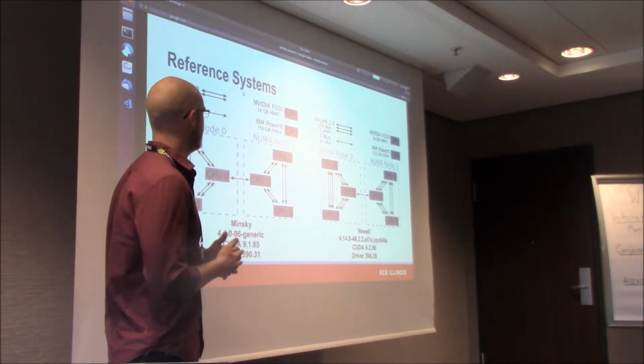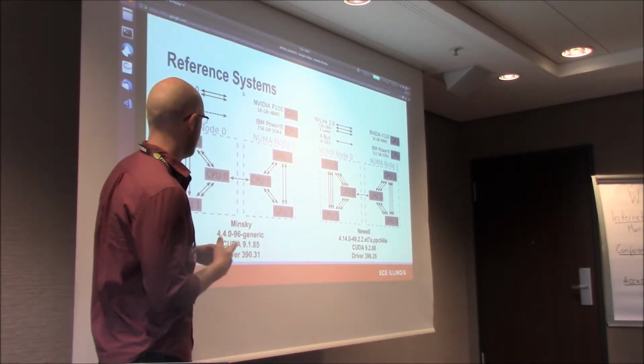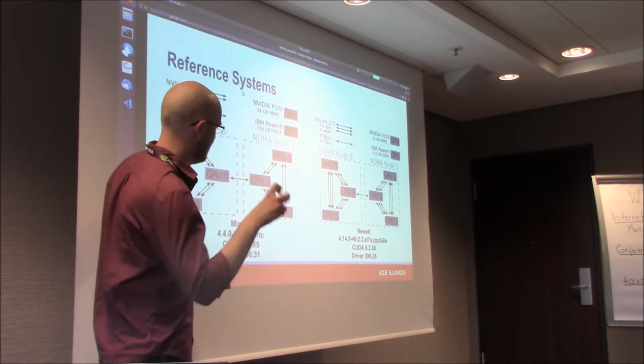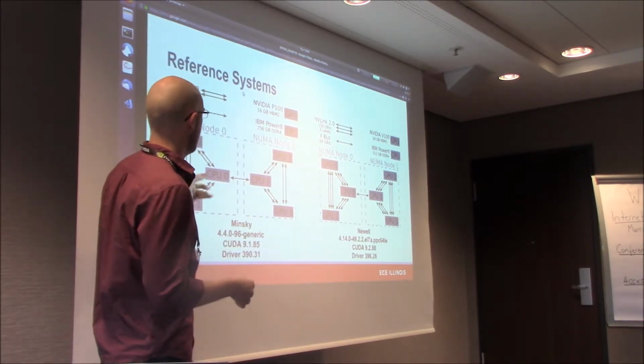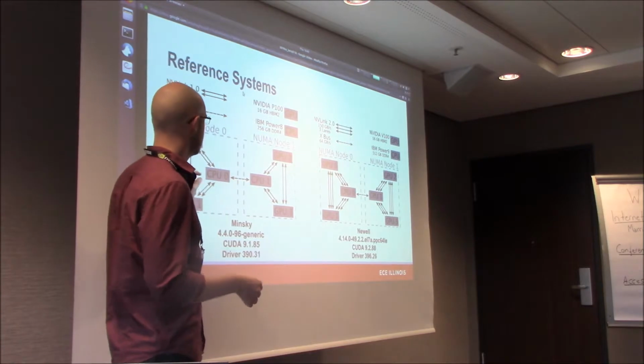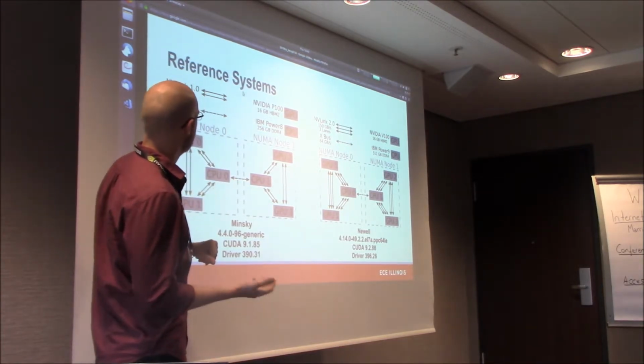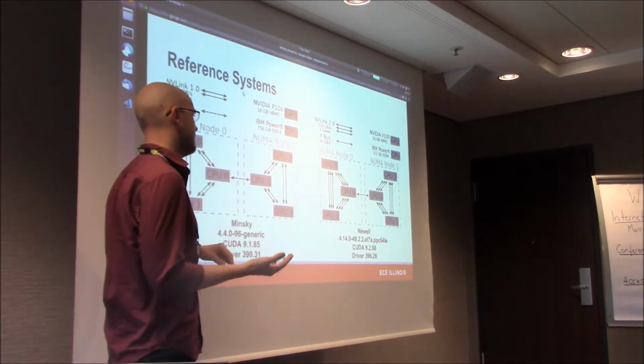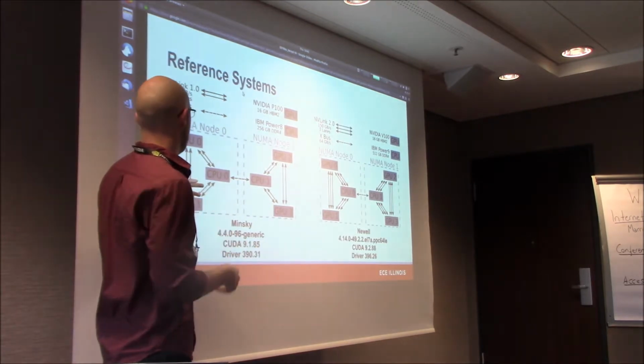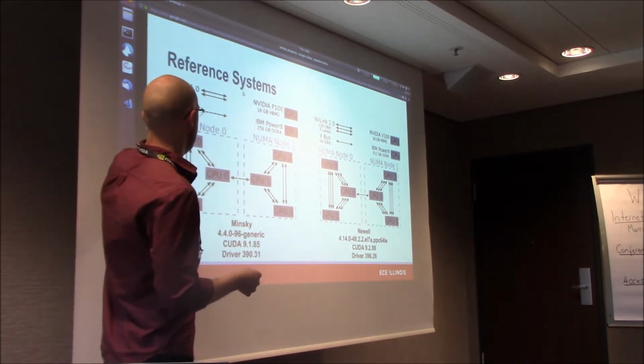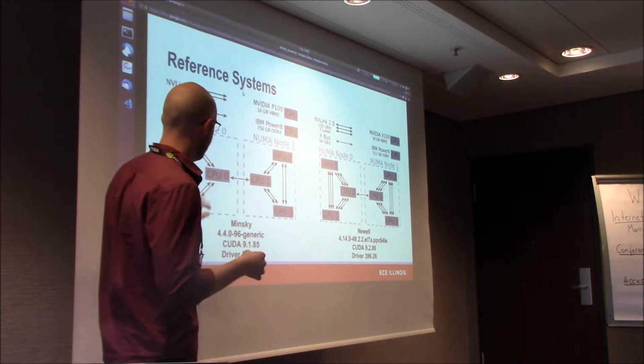But now we can get down to the results a little bit. So this is a so-called Minsky system. This is a Power 8 system with 4 GPUs. And it has NVLink 1.0. And it has these dual bonded NVLink lanes for this 80 gigabyte per second bidirectional bandwidth.